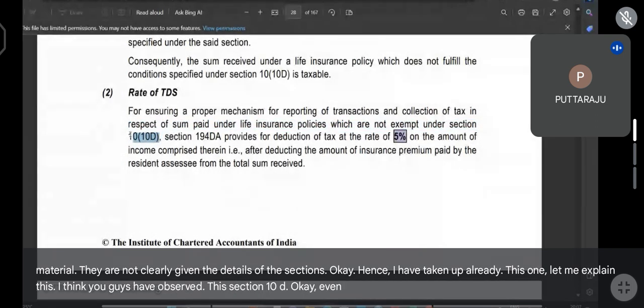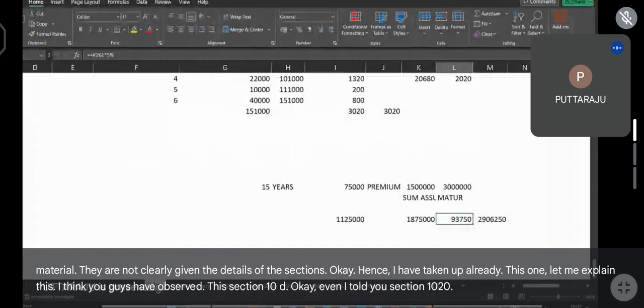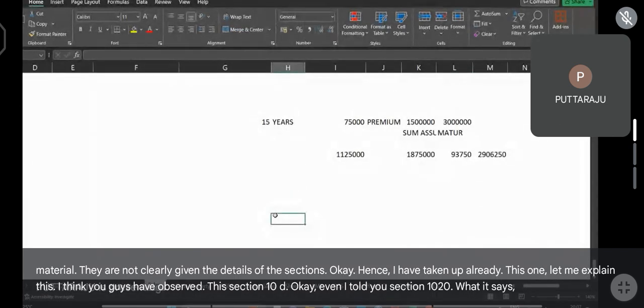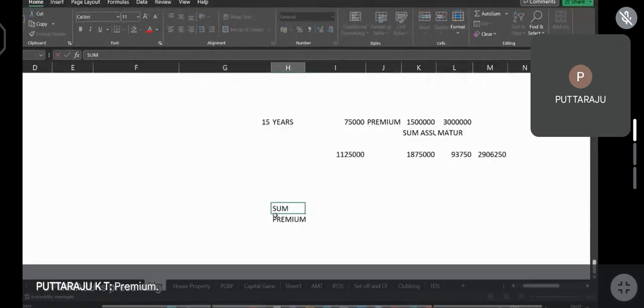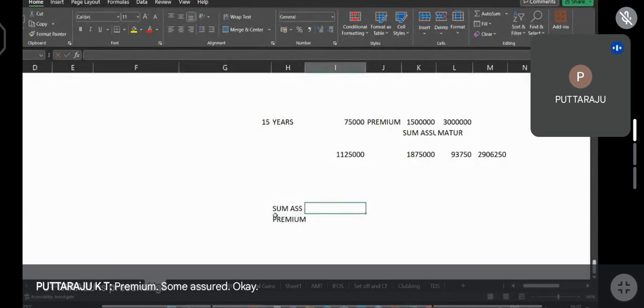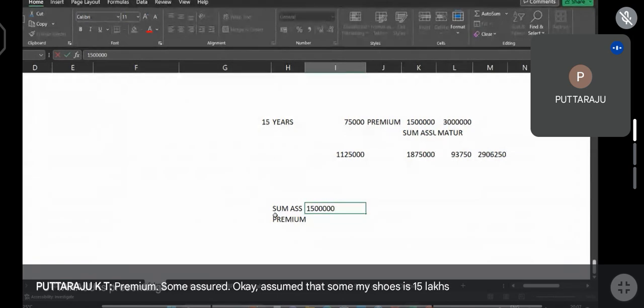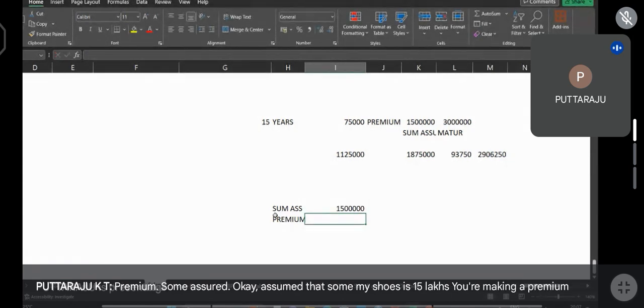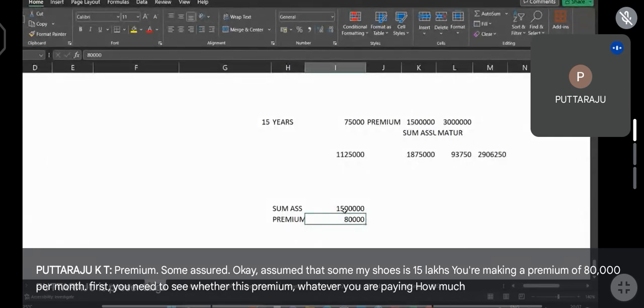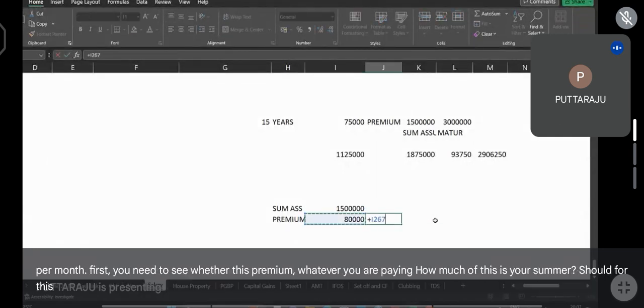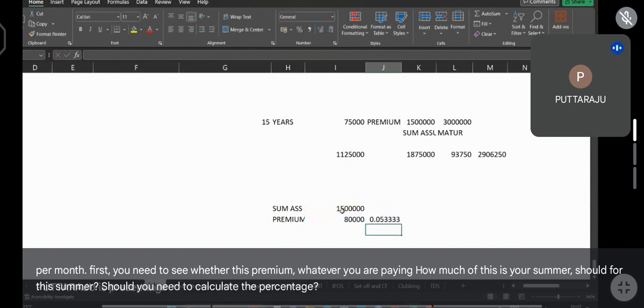Even I told you section 10(10D). What does it say? Premium. Sum assured. Okay. Assume that the sum assured is 15 lakhs. You are making a premium of 80,000 per month. First, you need to see how much of this premium, whatever you are paying, is of your sum assured. For this sum assured, you need to calculate the percentage. It comes to 5%, assume. Okay.